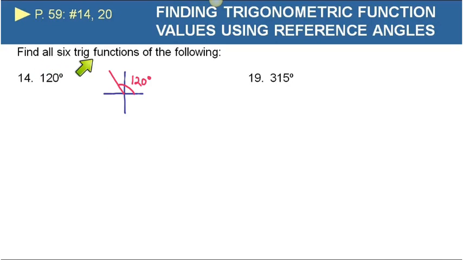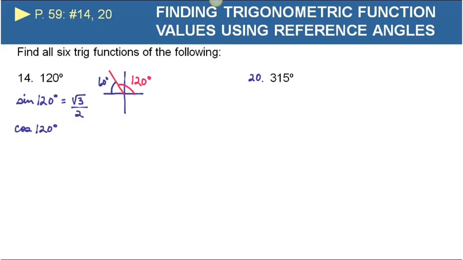Alright, let's find all 6 trig functions for these two angles, just for practice. 120 degrees. So we've got our coordinate system with 120 degrees drawn on it, and we can see that the reference angle would be 60. So the sine of 120 is the same number as the sine of 60, which is square root of 3 over 2. And we're in the second quadrant where sine should be positive.